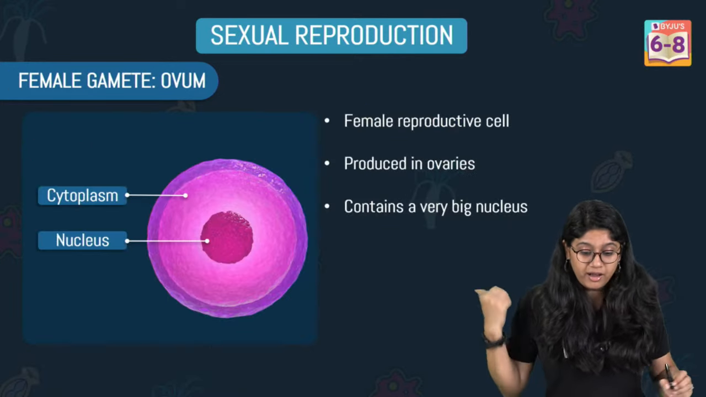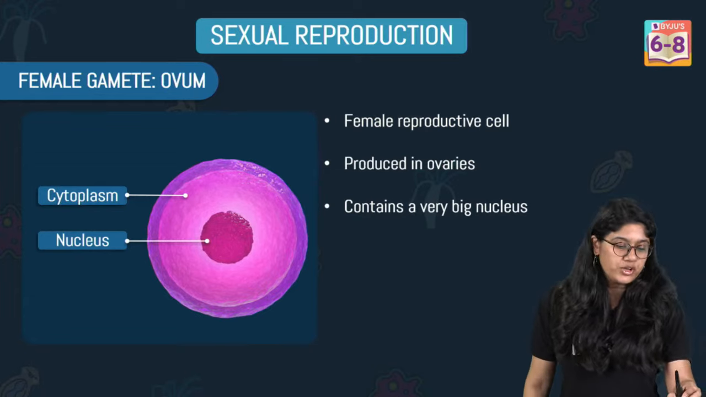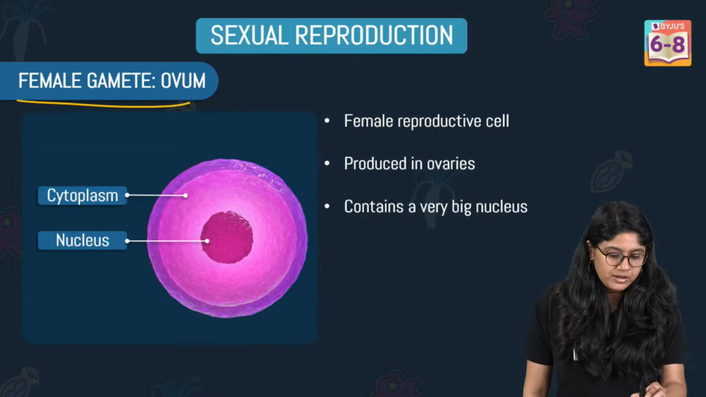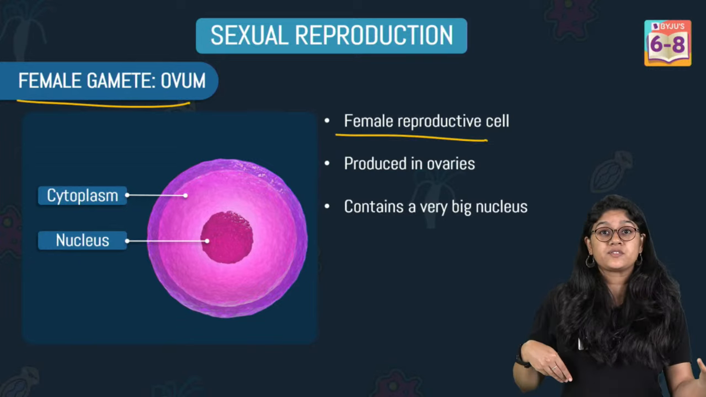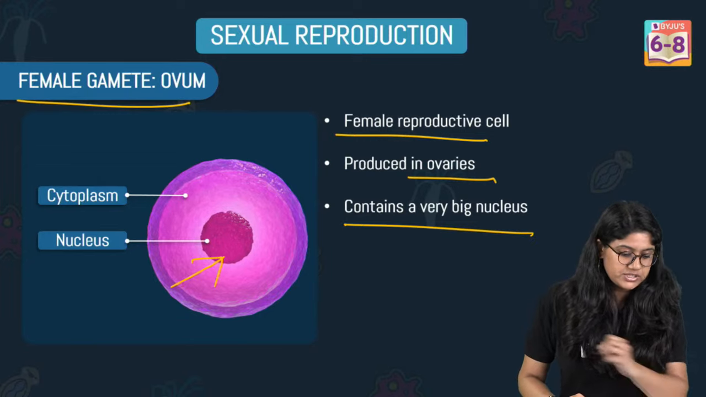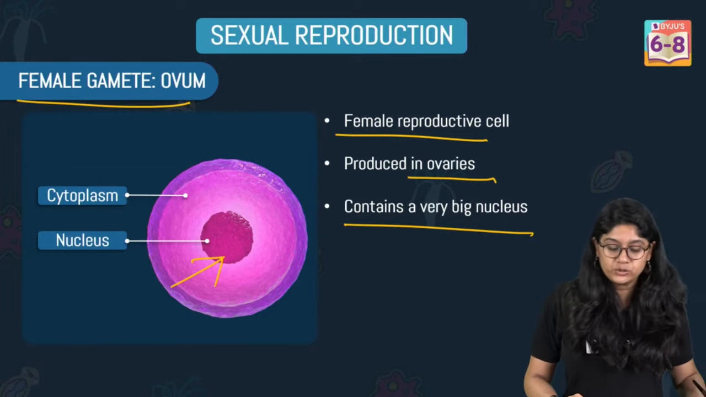Okay. Here, everyone, we have the female gamete, right? Which is the ovum. Can you see over here? It's the ovum. It's a female reproductive cell, right? Produced in the ovaries and contains a very big nucleus. Can we see over here, right? We have the very big nucleus.